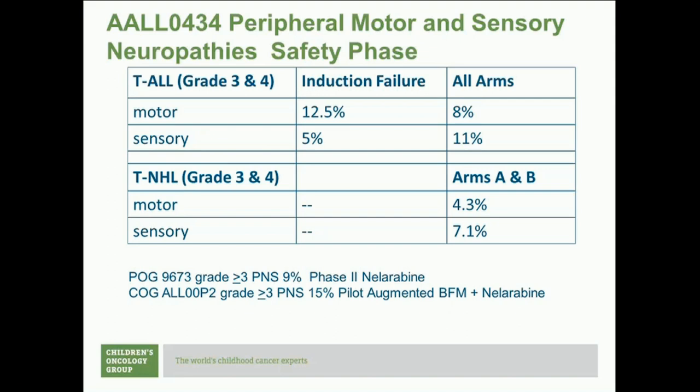And we looked at our lymphoma patients for that as well. They were not randomized to get high-dose methotrexate, so they could only get the escalating dose methotrexate. And their neuropathy incidences were also within range, 4.3% for motor, 7.1% for sensory. And if you recall, in the phase 2 study, we're looking at a 9% range. And in the pilot study, which incorporated nelarabine into the chemotherapy backbone, it was a 15% neuropathy rate. So we were well within all of that. So they agreed that we could go forward.